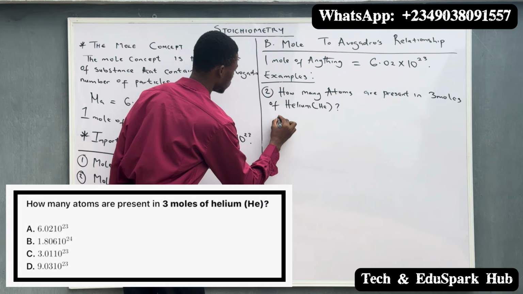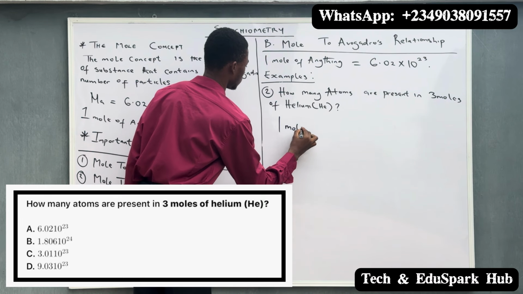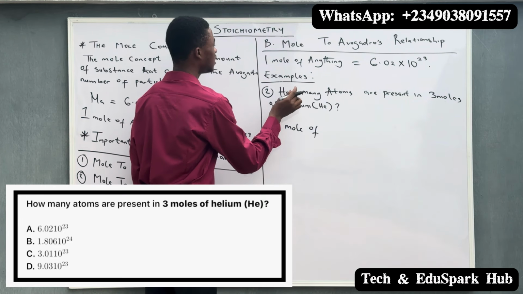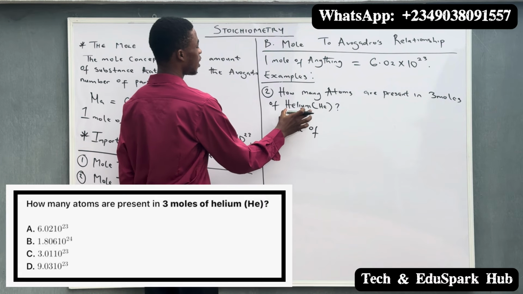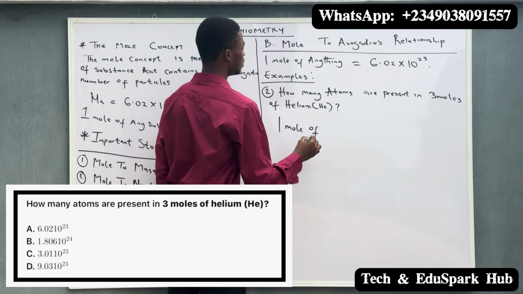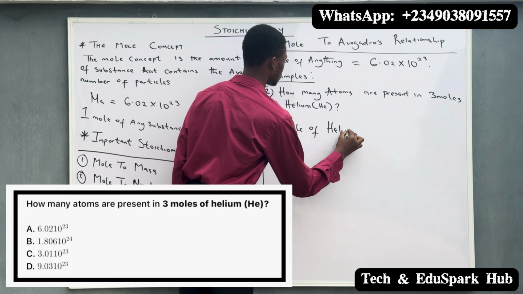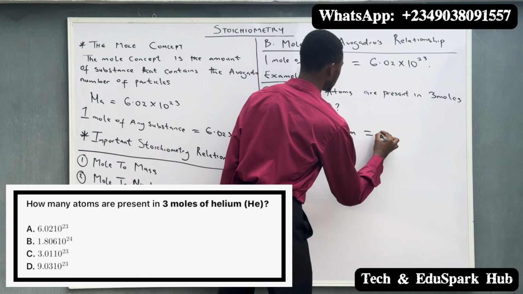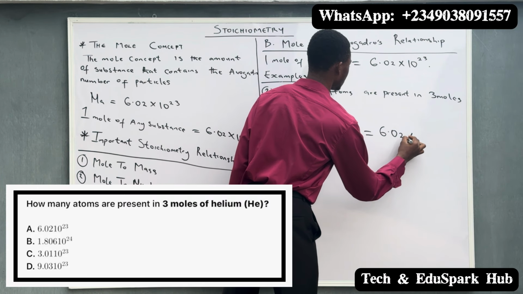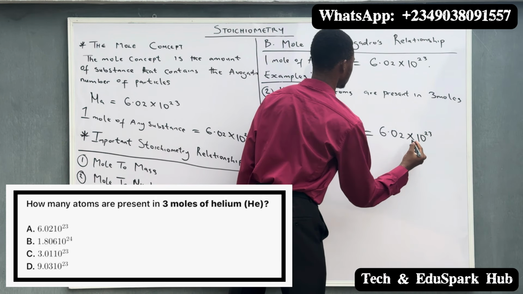So we can just write that down. So we have 1 mole of, so instead of writing anything, we know that we are working with helium in question. So we can write 1 mole of helium to be equal to what? 6.02 times 10 raised to the power 23.